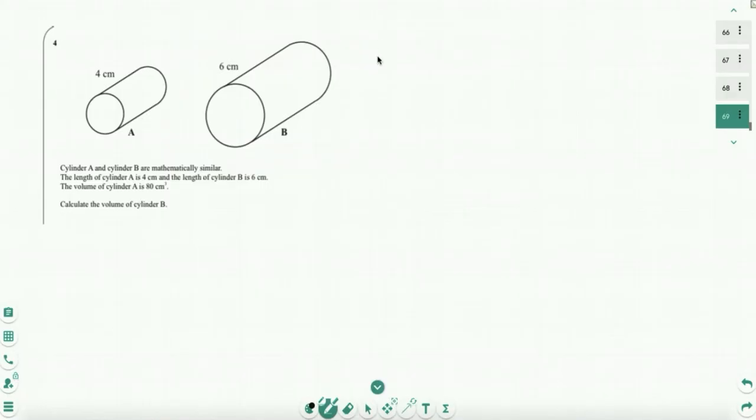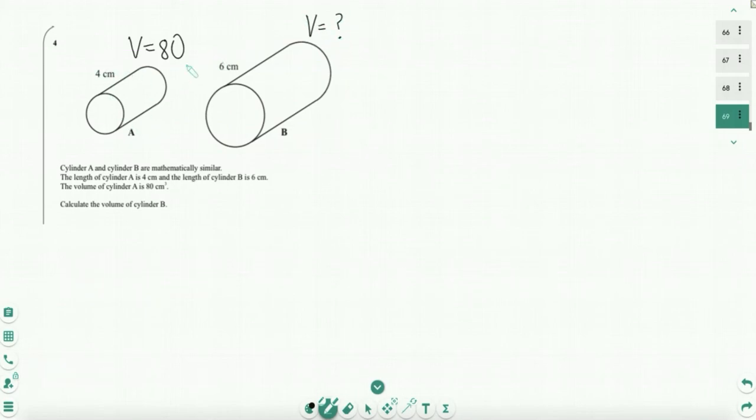Alright guys, let's hop into some questions now. Cylinder A and cylinder B are mathematically similar. The length of cylinder A is 4 and the length of cylinder B is 6. The volume of cylinder A is 80 centimeter cubed. Calculate the volume of cylinder B. So let's just label this quickly that the volume of the shape is 80, and we're trying to find the volume of this shape here.